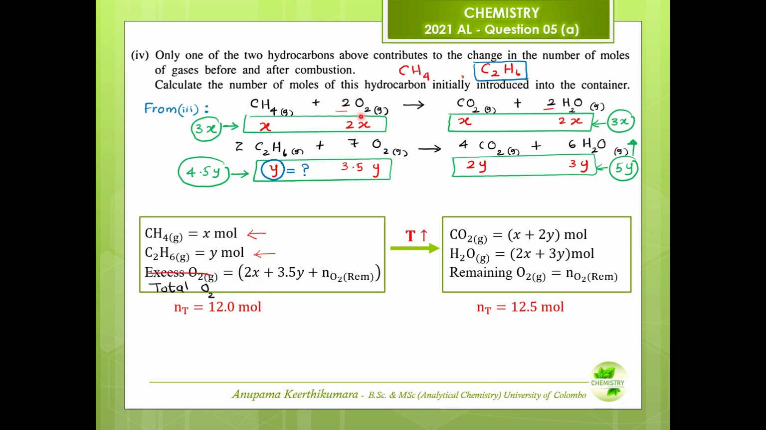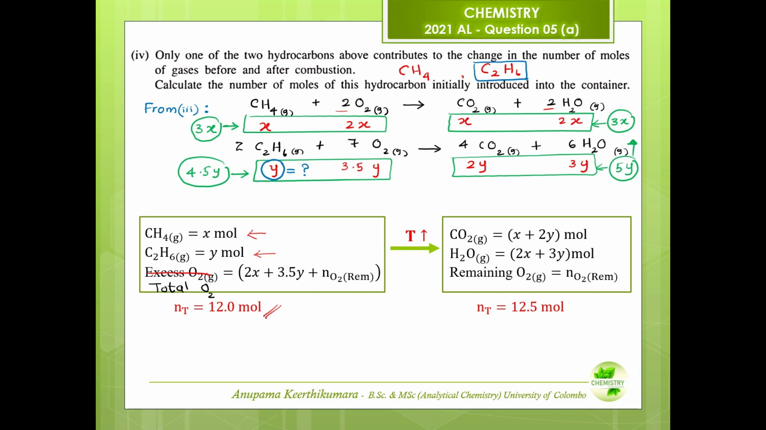Now we have to find the total number of moles of O2 initially introduced into the container. 2X for the complete combustion of CH4 gas. Then 3.5Y, that is for the complete combustion of C2H6 gas. And then the remaining oxygen, because we know an excess amount of O2 has been added. So we have to indicate that as well. We will write it as NO2, right? So this is the remaining amount. So this indicates the total number of moles of O2 present in the initial container. And then we know the total value. If you add all these three numbers of moles, the answer is 12 moles.